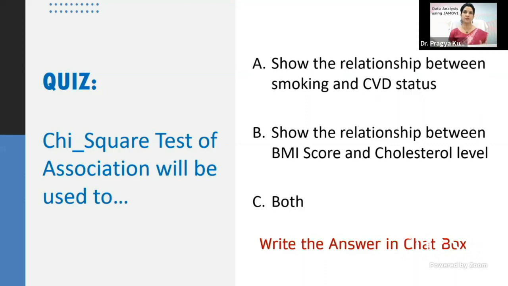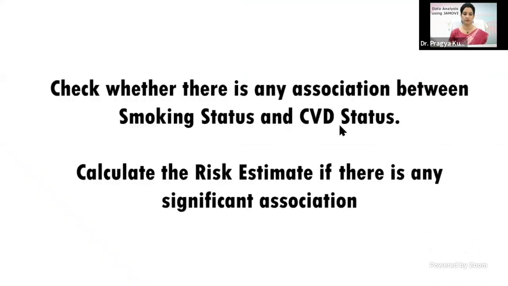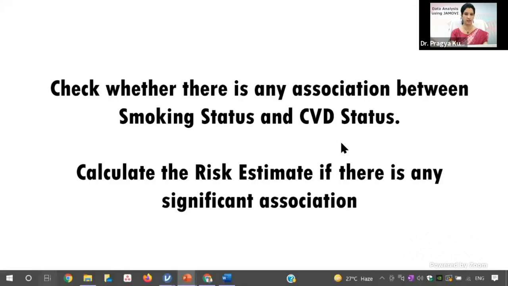And the correct answer would be the first one, because the second one is the relationship between the BMI score and cholesterol, and both of them are continuous variables. So we'll use bivariate correlation or Pearson's correlation to see that. And in the first one, if the data is categorical in nature, then we use the chi-square test for association. So we will see how to use jamovi.